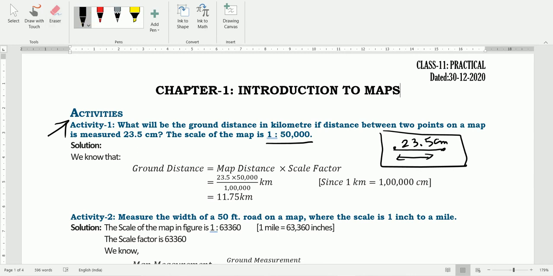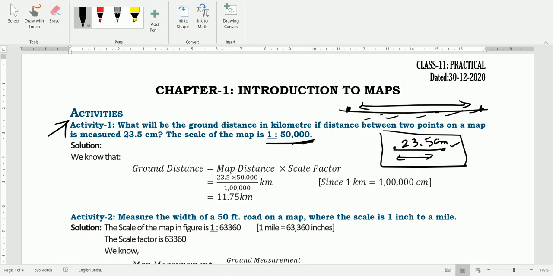So the distance between 2 points on the map is measured 23.5 centimeters and the scale of the map is 1 is to 50,000. So what will be the distance on the ground? What will be the actual distance on the ground, here on the earth surface, between the 2 points? And this is the scale of the map.